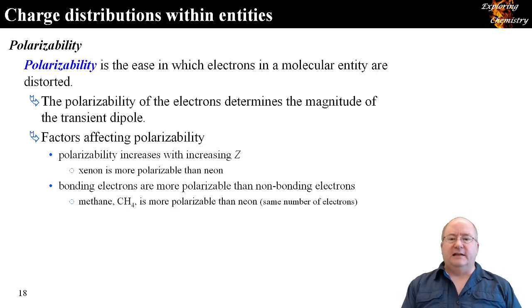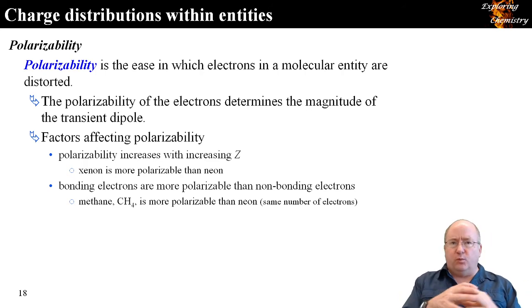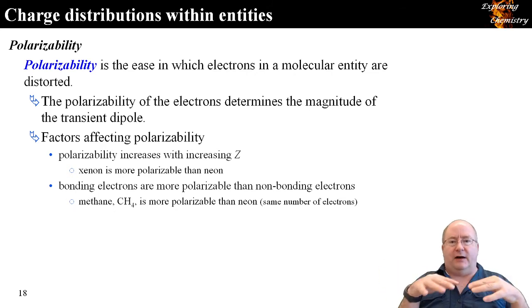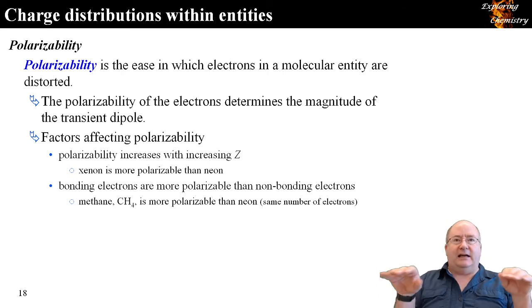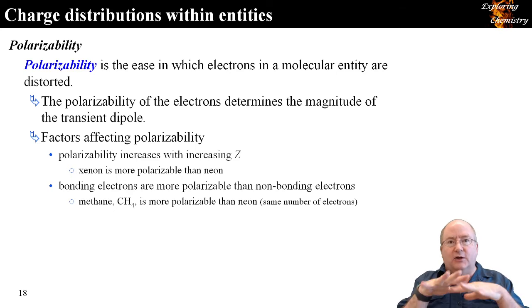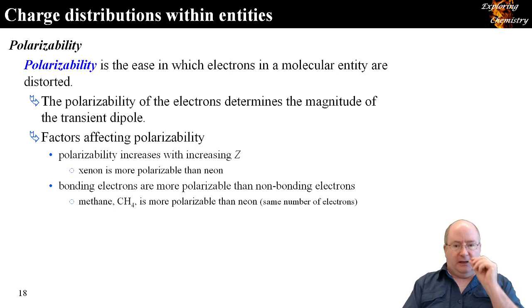Polarizability is the ease with which the electron cloud in a molecular entity is distorted. So going back to that bathtub analogy, water is really polarizable. It's weak, it's light, the water moves everywhere quite easily, and it takes a long time for it to level out. However, if that was oil in the bathtub or molasses, viscous fluids, it's a lot harder to cause that electron cloud to distort, and it's faster for it to return to its normal uniform distribution. That's polarizability. The polarizability of the electrons determines how big of a transient dipole, how big of an induced dipole you're going to produce.